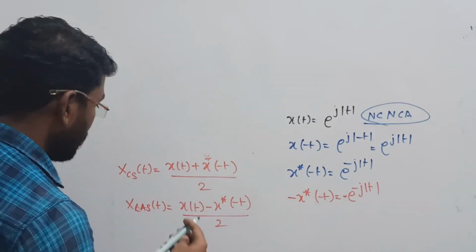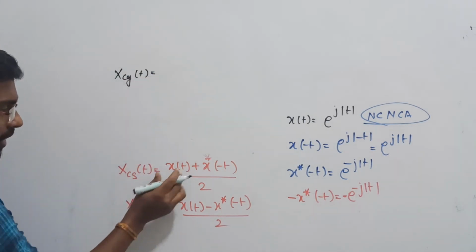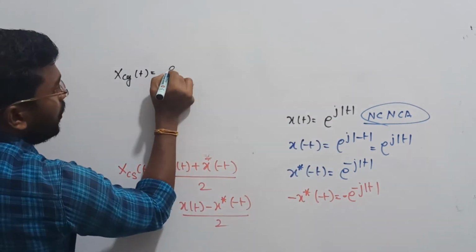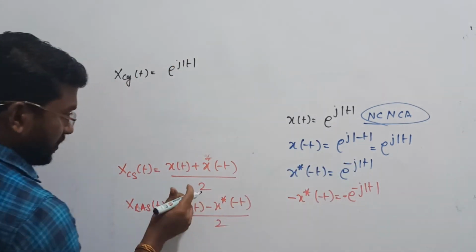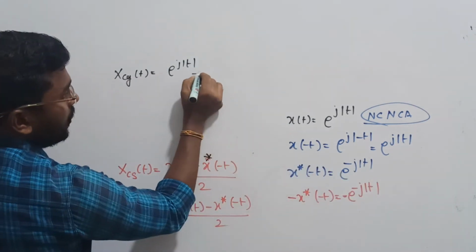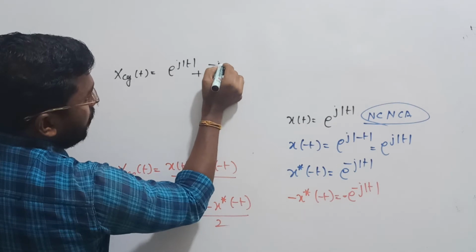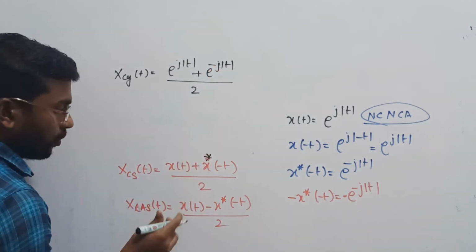In order to get the conjugate symmetric part of the signal, how will you write it? x of t is e power j mod t, and then plus x conjugate of minus t. x conjugate of minus t is e power minus j mod t. Yes. And we have to divide it by 2.